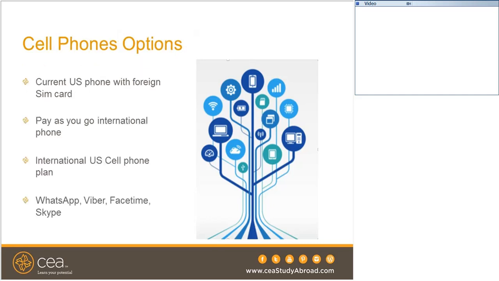Option 1, use your current cell phone with a foreign SIM card. Some phone models can accept foreign SIM cards. Ask your service provider if your student's phone is capable of being used internationally. If it is, request they unlock it for you. You must complete this step before your students travel. Your student then can purchase an inexpensive SIM card when they arrive on site.